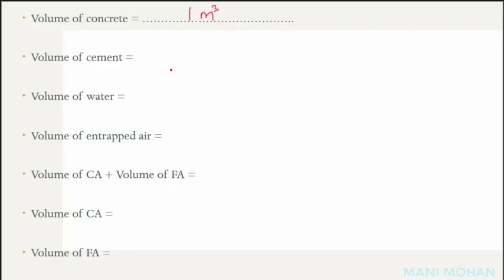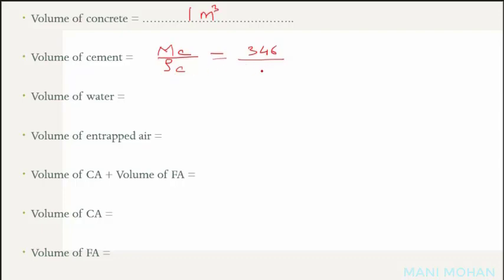In order to do that, let us compute the volume of cement first. What will be the volume of cement? It will be the mass of cement divided by the density of cement. So how much cement are you using for making 1 meter cube of concrete? You are using 346 kg of cement for the design example which we are considering. Now the density of cement is given as the specific gravity of cement into 1000.